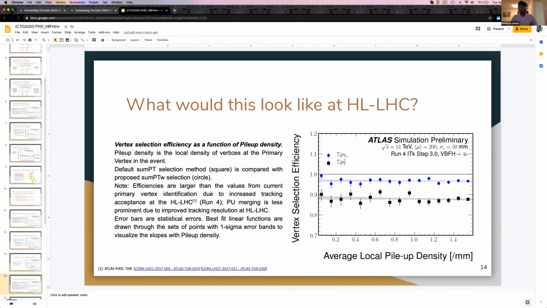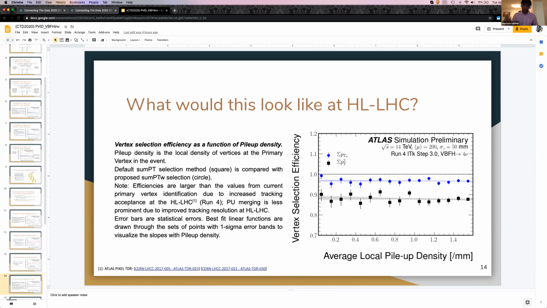But you will notice right off the bat that these lines sit way higher than they did on the Run 3 plots. And that's simply because the tracking acceptance is larger. So the efficiency is larger because there's no missing information. But also interestingly, the black curve no longer has that very clearly downward slope. And that's because the tracking resolution is much better at the high luminosity LHC. But you see that the improvement still remains. There's still an order 8% improvement here.